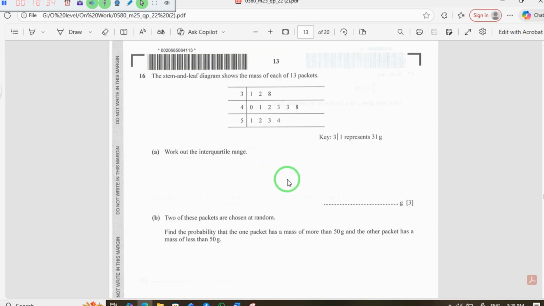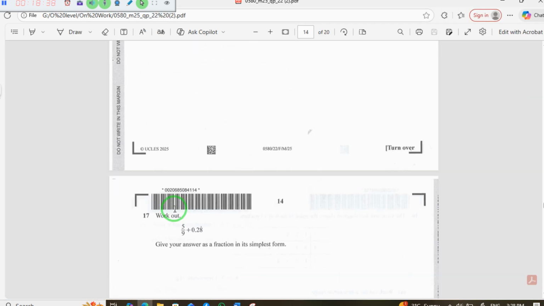Okay, now we start question number 17. This is very easy, a piece of cake. Give your answer as a fraction in its simplest form. You should calculate this one. It's very easy. I like it very much.